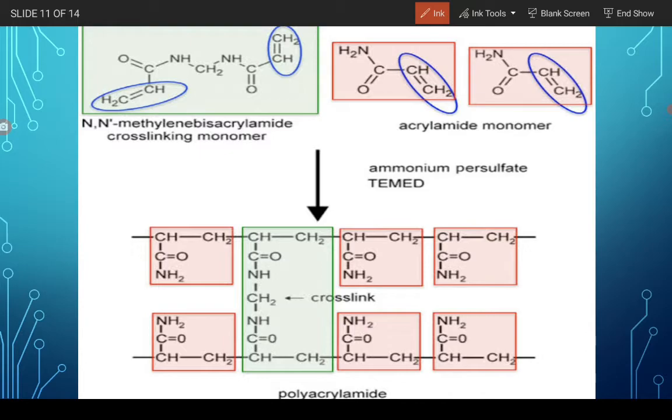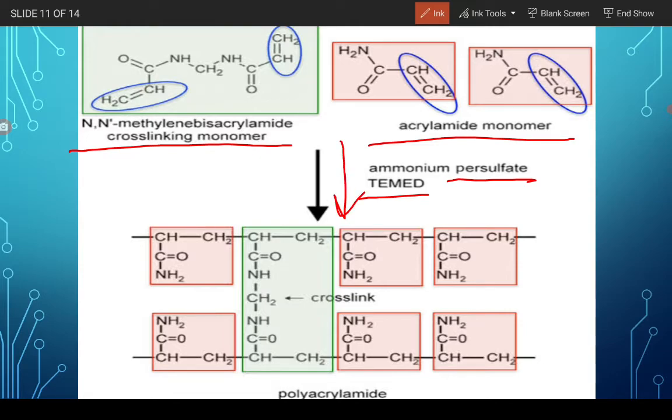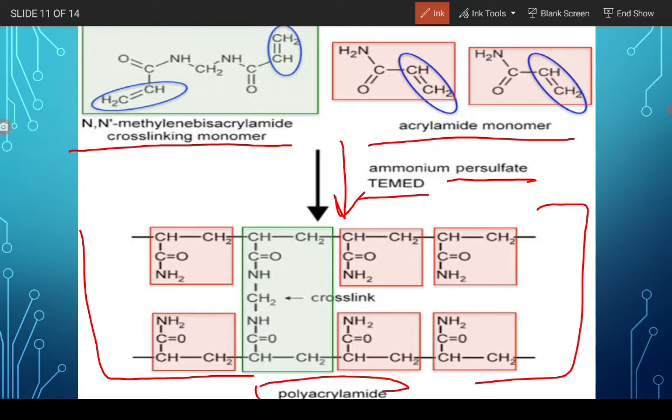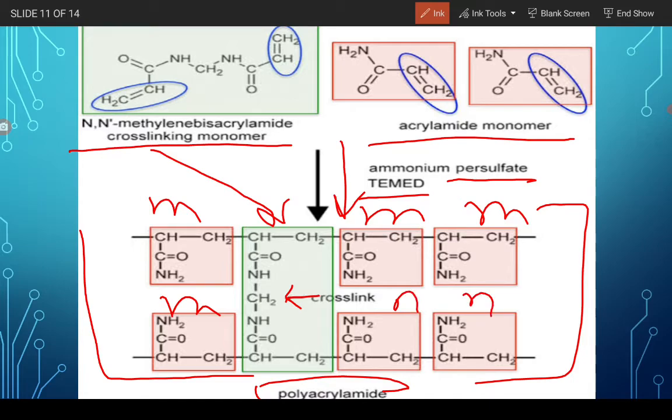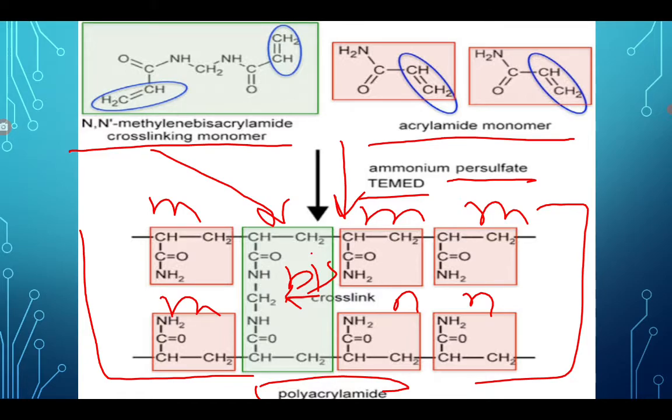I can show you in another figure. This is the N,N-methylene bisacrylamide cross-linking monomer, and these are the acrylamide monomers. Two acrylamide monomers, and we need ammonium persulfate and TEMED, tetramethylene diamine, for the reaction, and here a polyacrylamide gel has been formed. Cross-linking has occurred through this N,N-methylene bisacrylamide, and this is a monomer of acrylamide, another monomer. Only this is the bisacrylamide, the green one. Let's go to the next slide.